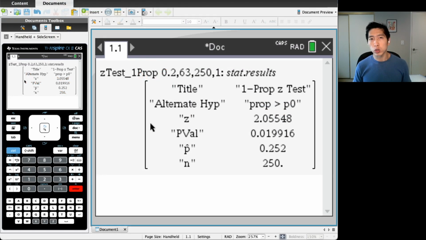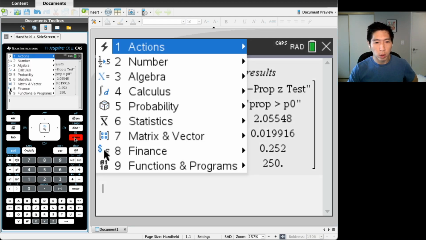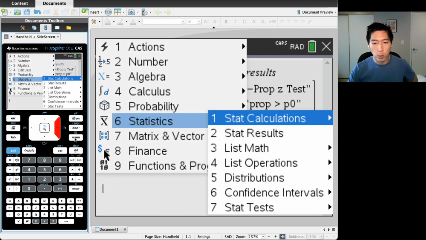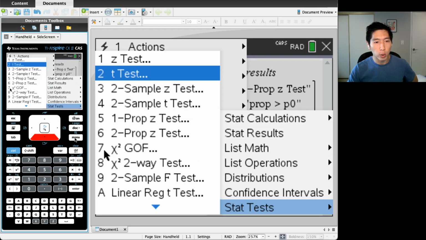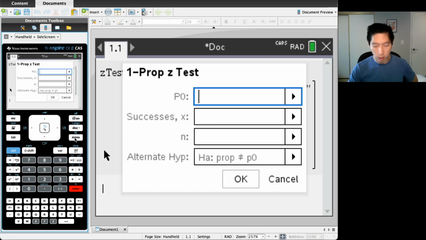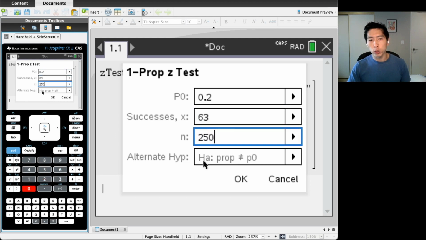I want to take a moment to show what would happen if we used a two-sided test as opposed to a one-sided test. Let's take a look at the two-sided test very quickly. We're going to do the same thing. We're going to go to Menu. We're going to go to Statistics. We're going to go to a Stat Test. And then we're going to go back to the one prop Z test. We're going to put in our null hypothesis of 0.2. Our successes was 63 out of 250. And this time, I'm going to use the two-sided test. P is not equal to P0, which is 0.2.